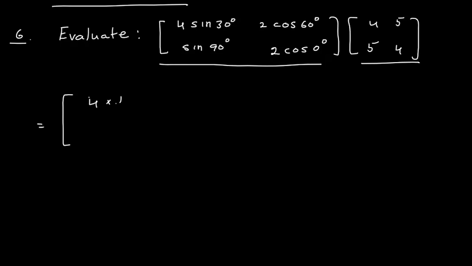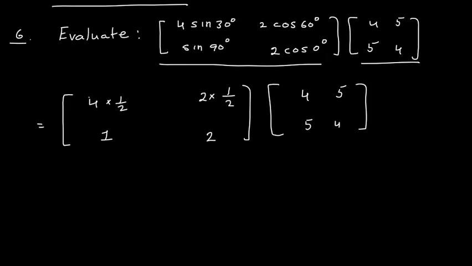What is the value of sine 30? It is 1 by 2. And here 2 into cos 60, cos 60 is 1 by 2. Sin 90 is 1, and cos 0 is 1, so you get 2 here. Now here you have 4, 5, 5, 4. So this is equals to 4 into half is 2. 2 into half is 1. Here it is 1, and here it is 2.